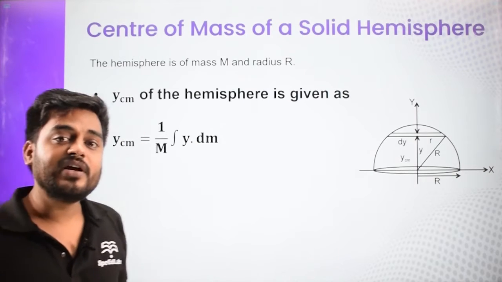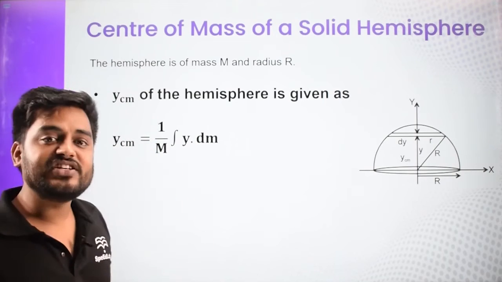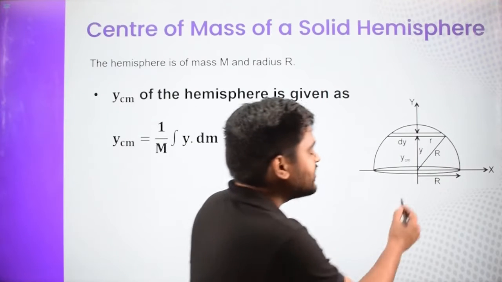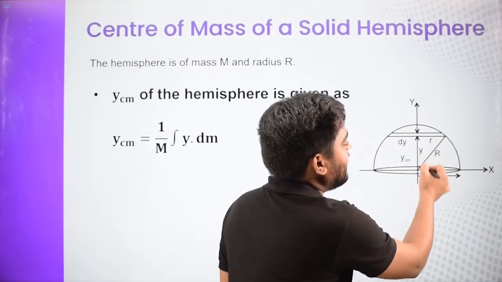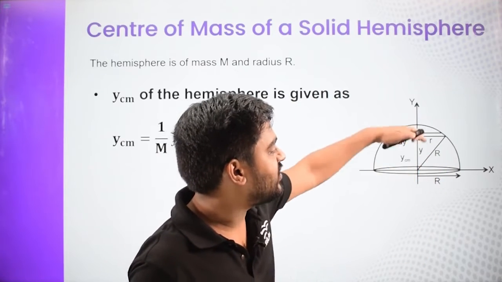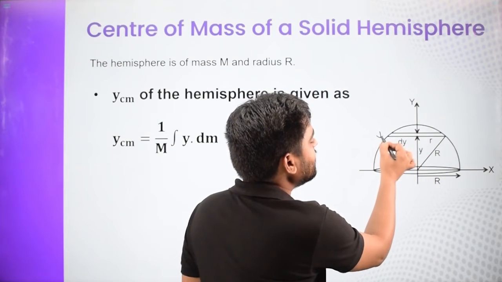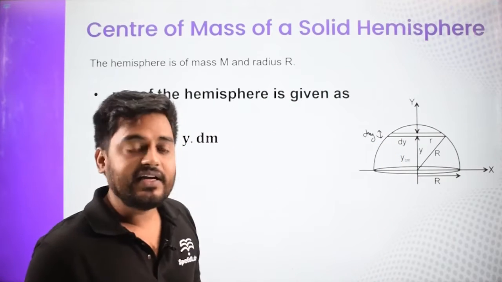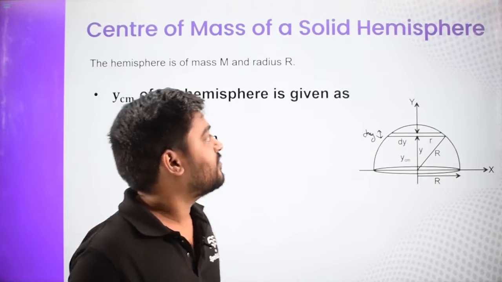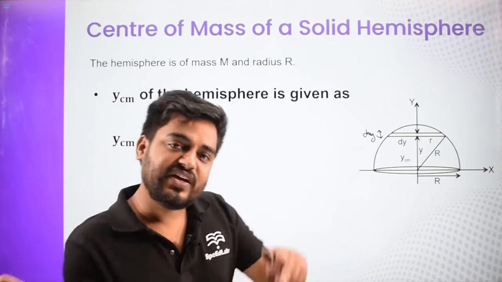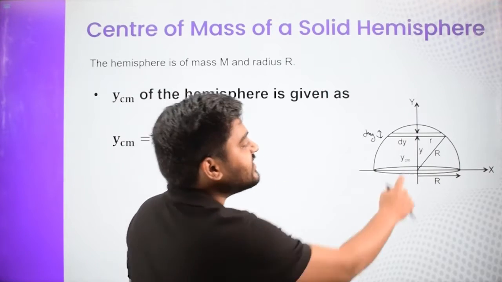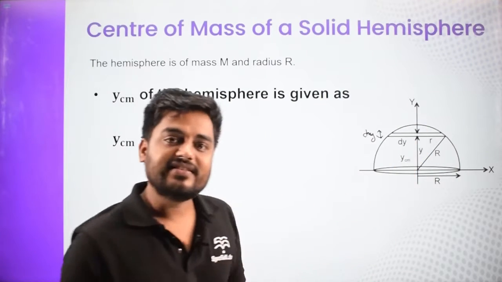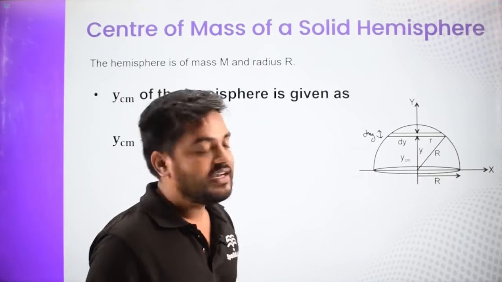And what is YCM? The formula is 1 by M integration y dm. So what is y? First we will go here. So we are going at y height. Okay, so we are going at a particular y, then taking a section which is having a width dy, right? And now what will that form? This is a solid hemisphere. If we cut it like this in slices, this is going to be a disc, right? So a disc at y height, and the thickness of the disc is dy.